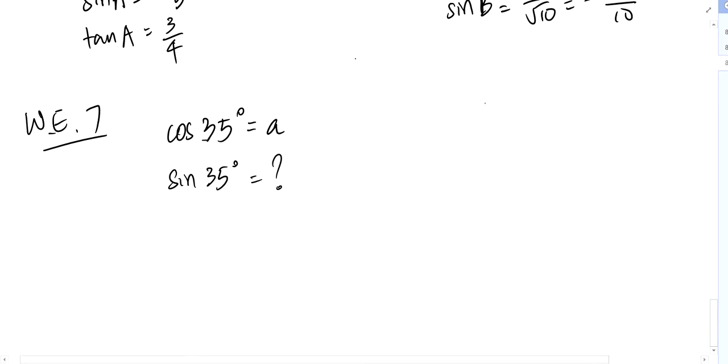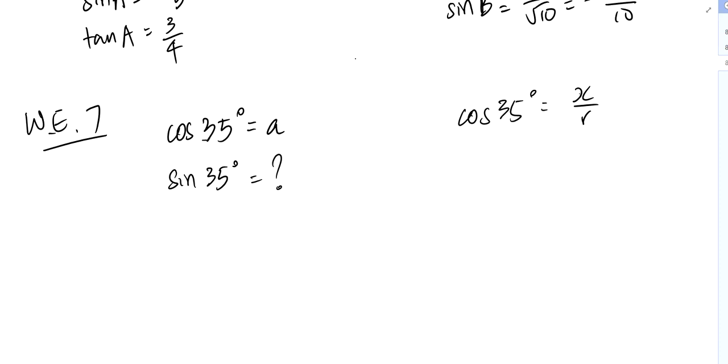Cosine 35 degrees. Adjacent over hypotenuse. Okay, so it says cosine 35 degrees equals to the adjacent over hypotenuse. But I said I don't want to use adjacent and hypotenuse anymore, right? So how should we change this? X over R. Okay, so cosine 35 degrees is a ratio. It gives us a fraction. In this case, it will be X over R.